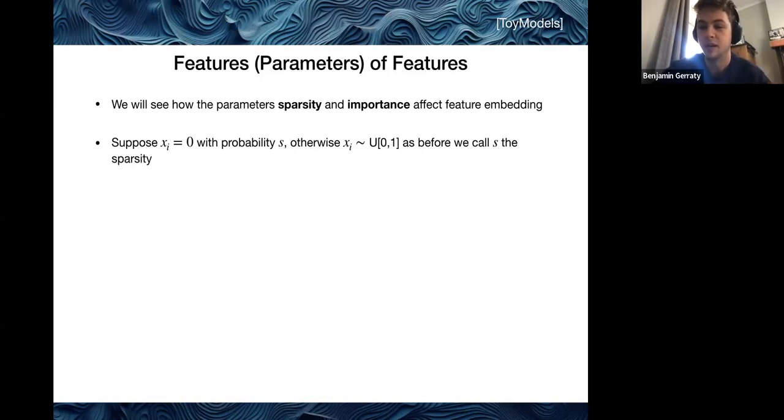So if s gets higher, then more features can be set to 0. And if s is 0, then no features will be set to 0, but you might still sample 0 occasionally, I guess, from the uniform distribution.